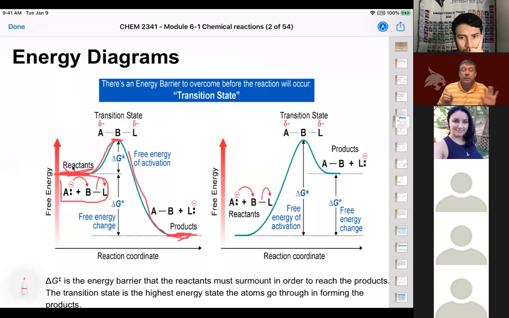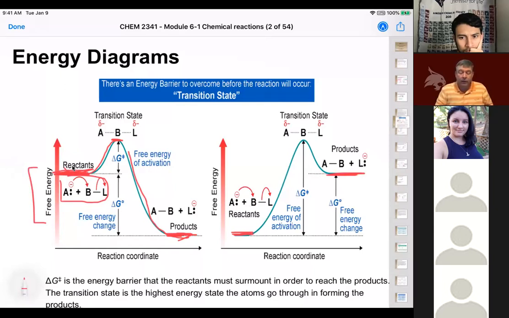Now, you can always tell by looking at where the relative energy, either the free energy or potential energy, is above the products. Then we're looking at something that's going to give off energy or give off heat. However, the opposite is true if your reactants start low and your products are up high. Okay.